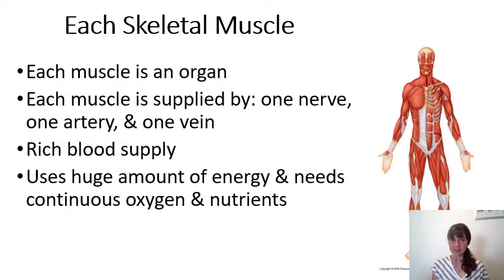Each individual skeletal muscle in your body is considered an organ supplied by a nerve, an artery, and a vein. It's very common to see arteries, veins, and nerves running together in what is referred to as a neurovascular bundle. Skeletal muscles have to have a rich blood supply so that their mitochondria can be fed with oxygen and nutrients to produce adenosine triphosphate, which you remember is the cell's chemical form of energy.